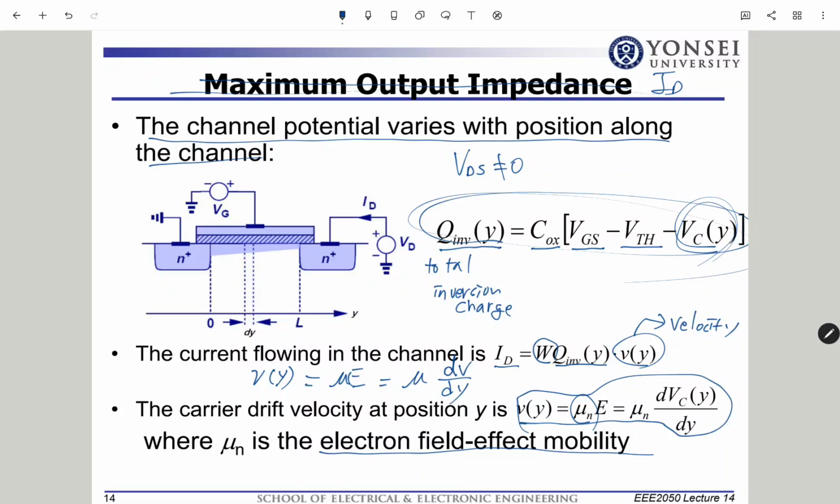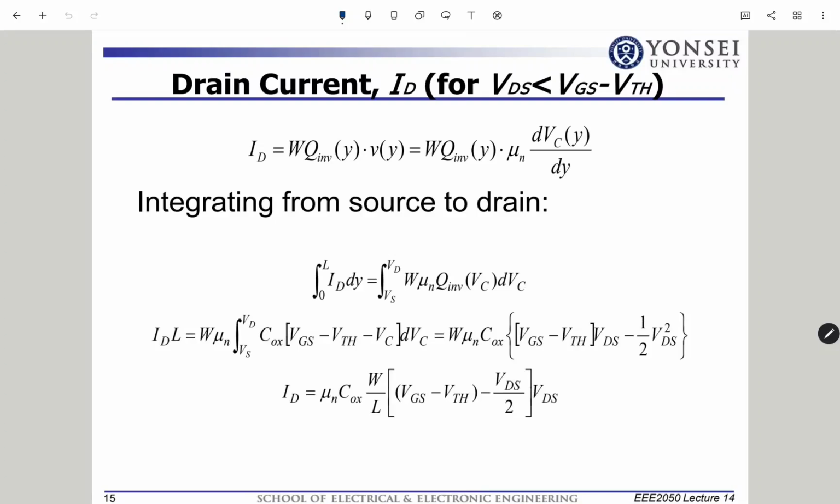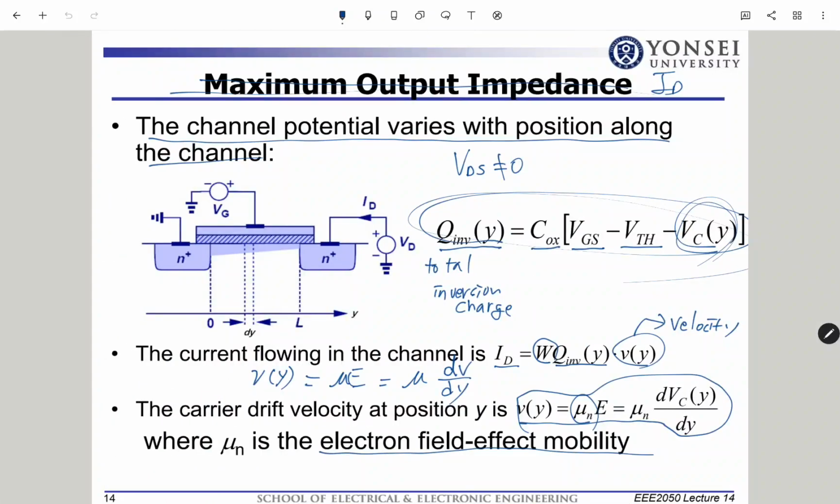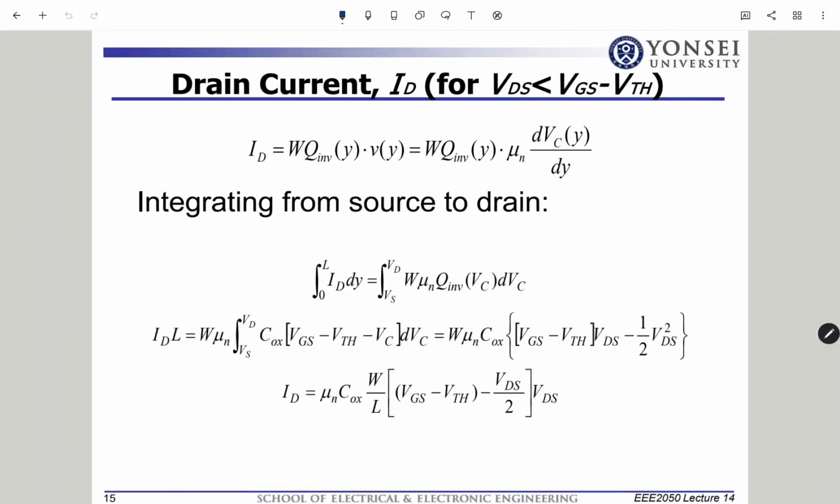Okay? So now, with this equation, with this ID, let us integrate both sides of the expression. We can integrate ID with respect to channel length, and we can integrate the right-hand side with respect to VD and VS. If we calculate this, we get these equations. Please do this by yourself. You can derive these expressions.